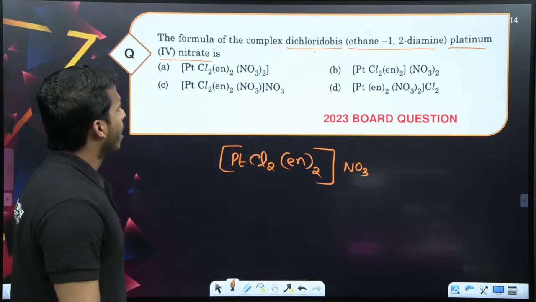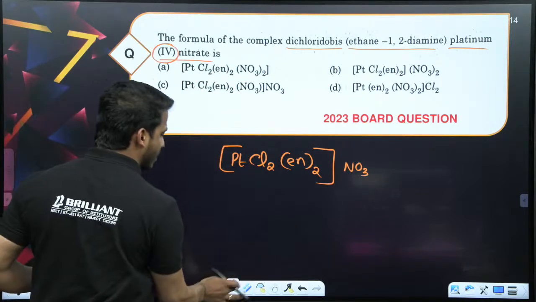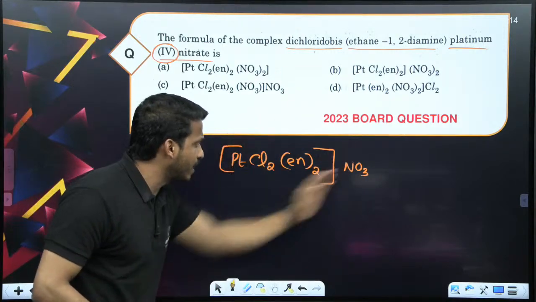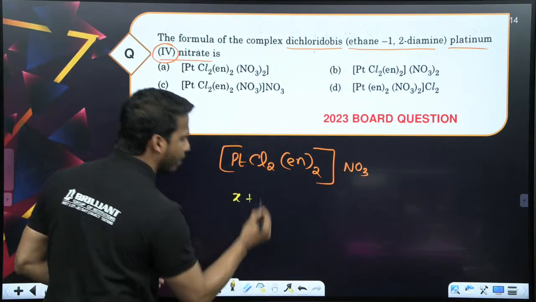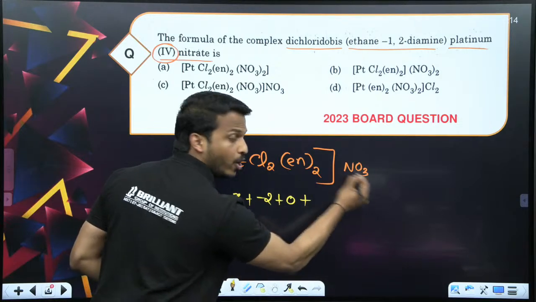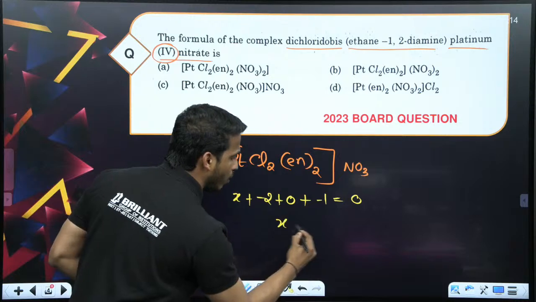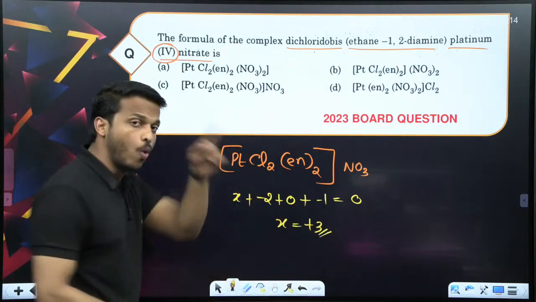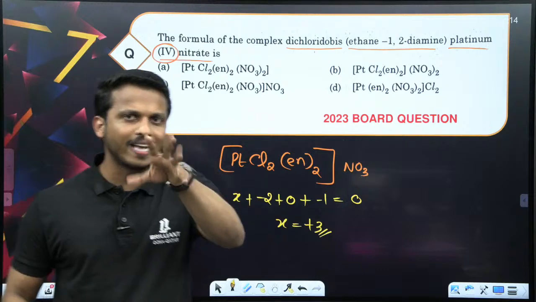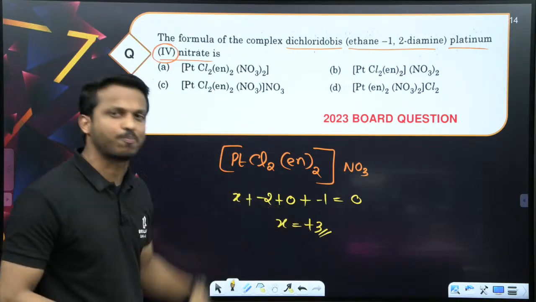So overall, the oxidation state we have to get is 4. So what do we need to do here? As per this formula, platinum is X, 2 chlorine is minus 2, En is a neutral ligand, and the nitrate charge is minus 1. Overall, if it's neutral, you will get plus 3. But you want plus 4. Yes or no? So what is the adjustment we can make in order to get the oxidation state as plus 4?